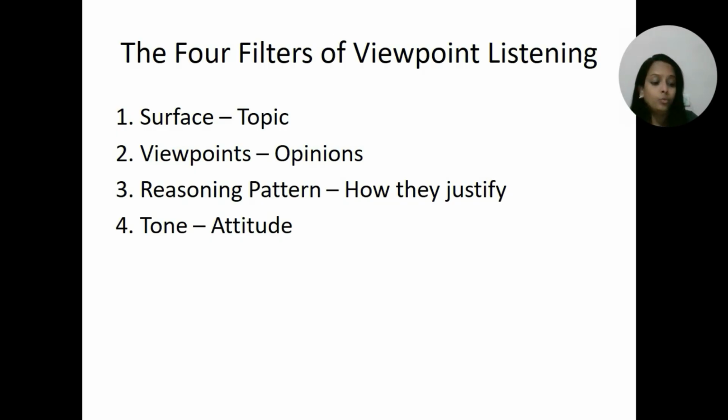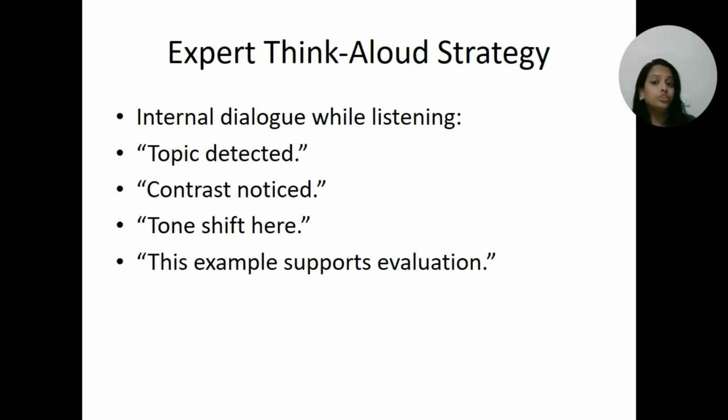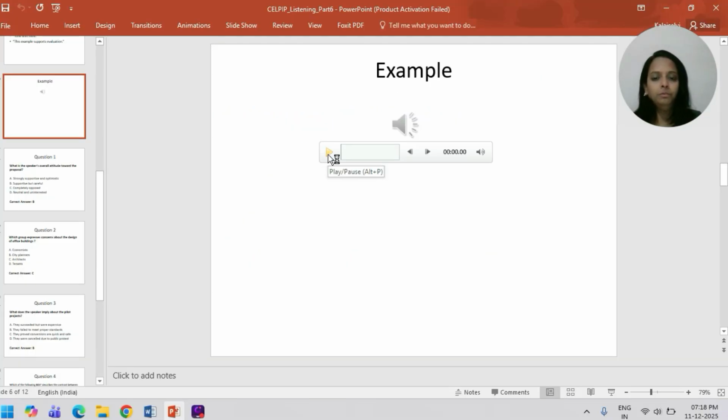Okay? When the audio begins, you have to talk to yourself silently like this. Okay, topic detected. Two viewpoints. I hear one being described positively, then so and so. A tone shift happened here. This example is strengthening the speaker's evaluation. So this active internal dialogue forces your brain to stay ahead of the speaker. If you don't do this, you will only receive English. But CELPIP wants you to interpret English. Got it? Let's listen to the audio now.